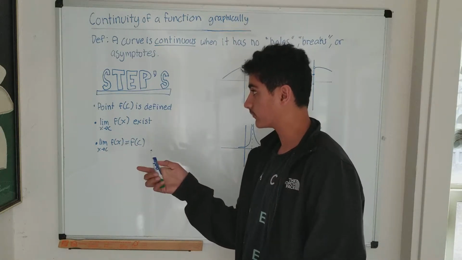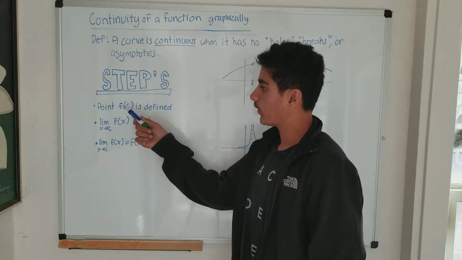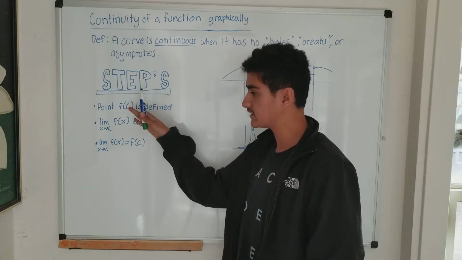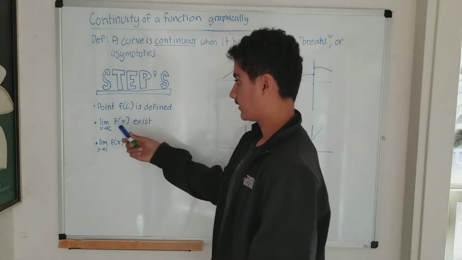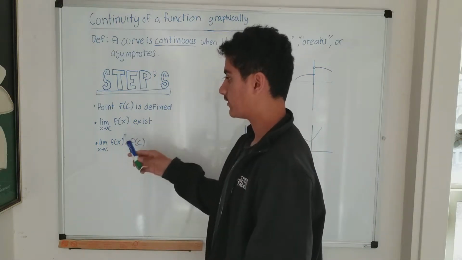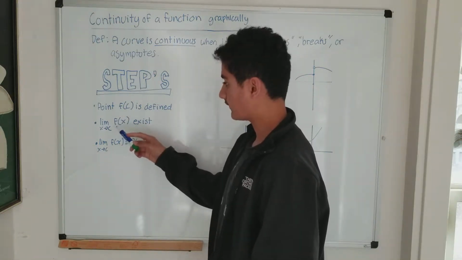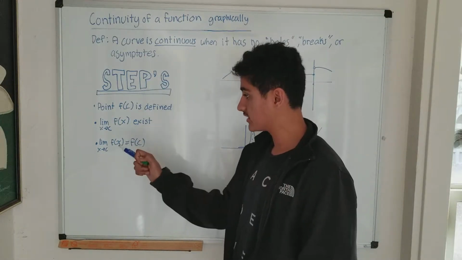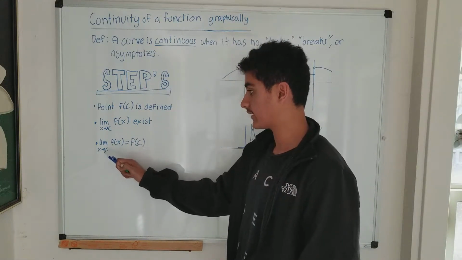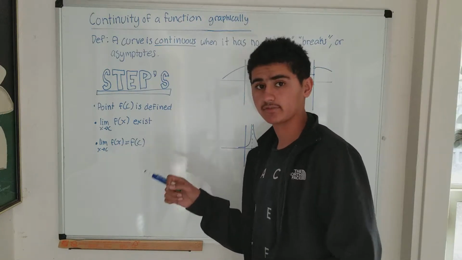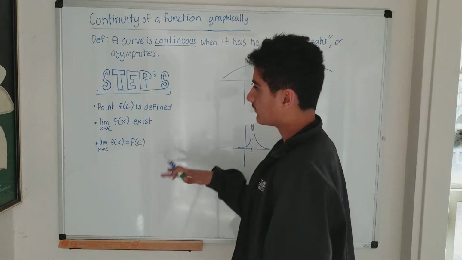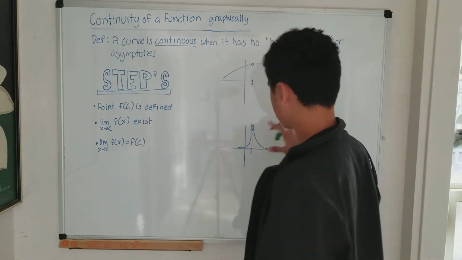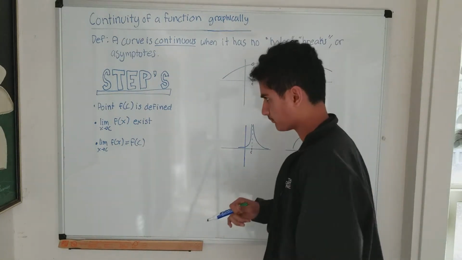First thing we're going to do, while looking at the function, you have to look at point c and see if it's defined, where c is the point you're looking at. Second, we're going to find out if the limit of f of x as x approaches c exists. Third step, the limit of f of x as x approaches c is equal to f of c. Now, it may seem a little confusing right now, but once I show it to you on these graphs, I hope you guys will understand.